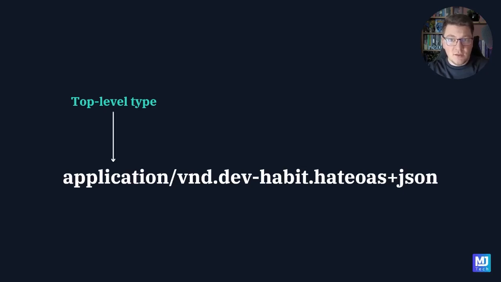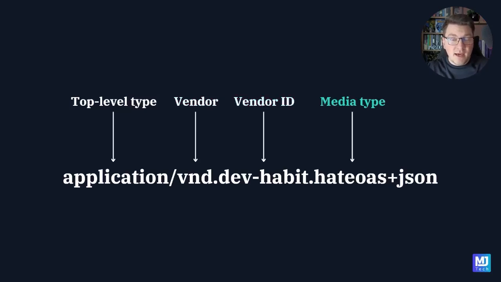The first one is the top-level type, which is application. Then we have vnd, which is a standard and it's short for vendor, and this is used to describe that this is a vendor-specific media type. Then we have our vendor identifier, let's call it devhabit, which is the name of our application, and then we have the actual media type name. In our case, let's call this the hateoas media type, and then we can append a suffix as an additional descriptor of what the media type represents. Now, when it comes to naming our media types, we have quite a bit of freedom here, as long as we document what each media type represents.